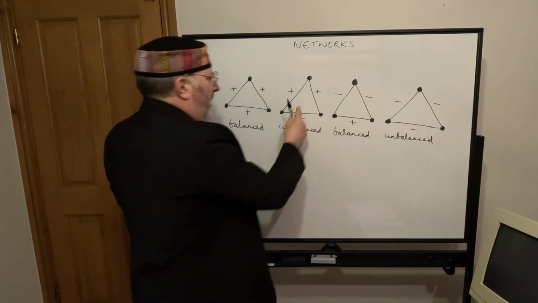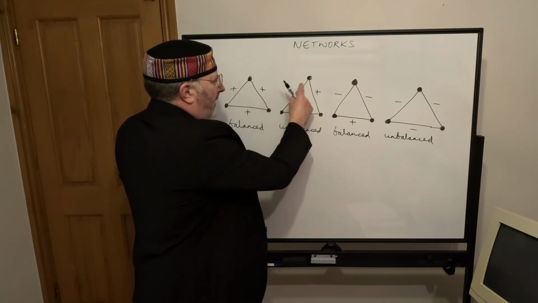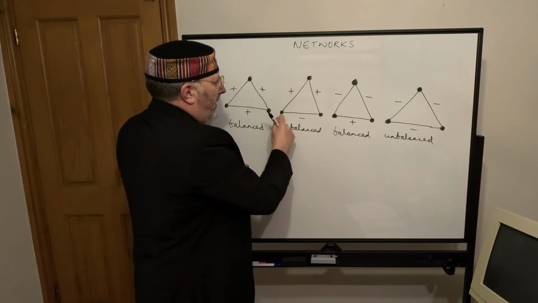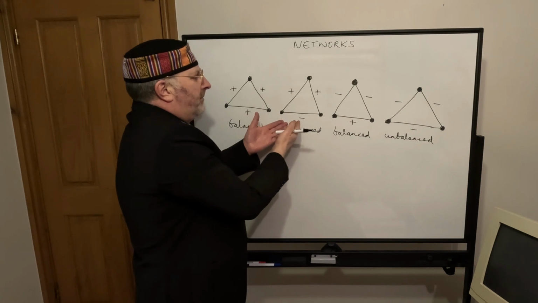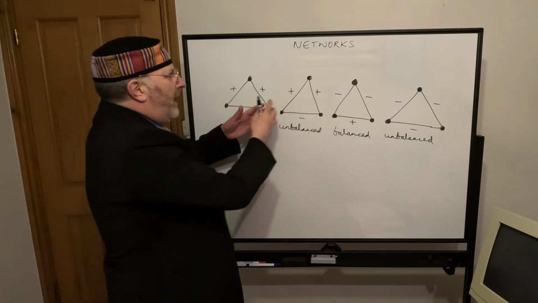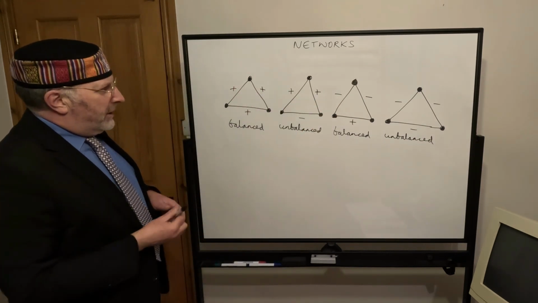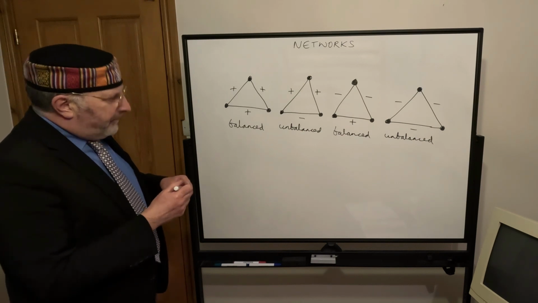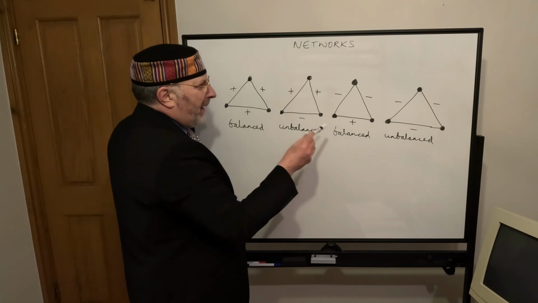Or they might go the other way. If this person is friendly with both of these, but these two can't stand each other, that person's influence might bring them together and make them more friendly, and so they become balanced that way. But either way, triads will tend to evolve towards a balanced condition. And you can tell whether a triad is balanced or unbalanced.